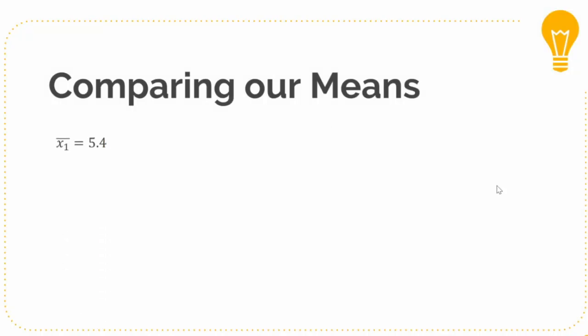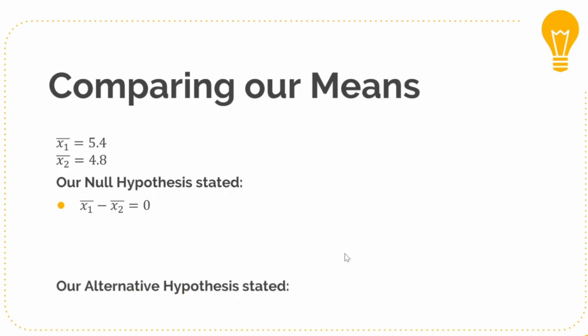So let's compare our means first. These are the means of the duration of the flu symptoms for each group. Remember, this is the control group, and this is the treatment or experimental group. Our null hypothesis stated that there would be no difference between the means. That means the flu symptoms would last the exact same length of time.